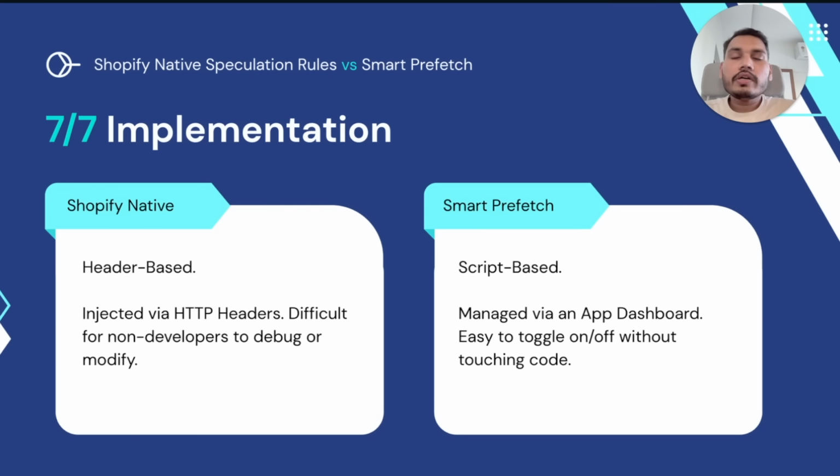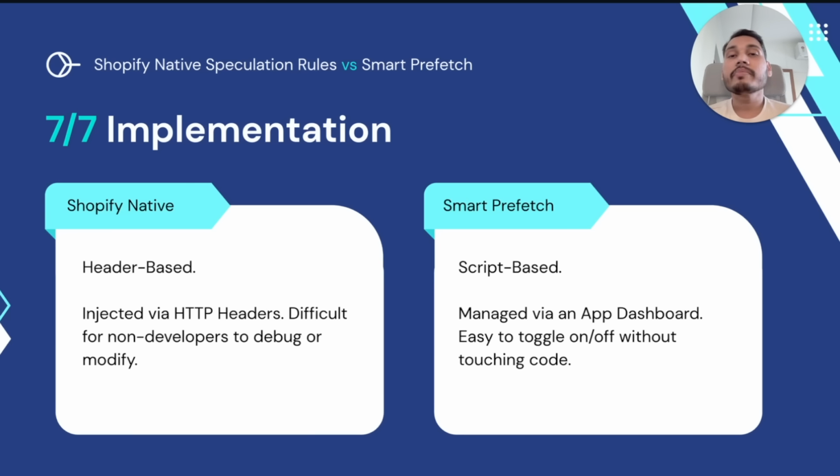The last point is about how they are implemented, and this may not matter much because ultimately the advantage of the speculation is the same no matter how it is implemented. But Shopify uses a header-based implementation, and it is injected via the HTTP headers of all pages. It's a little difficult for non-developers to debug or understand or modify. While Smart Prefetch uses a script-based injection, and when you install the Smart Prefetch app on your Shopify store or WooCommerce store, we inject a small piece of JavaScript on the page, which executes after the page loads. So we ensure there's no additional performance penalty when the page is loaded.